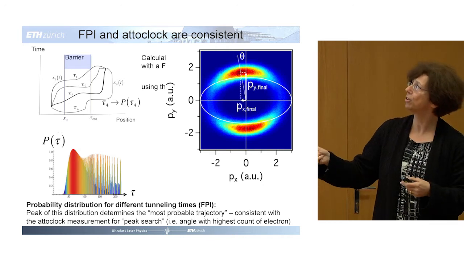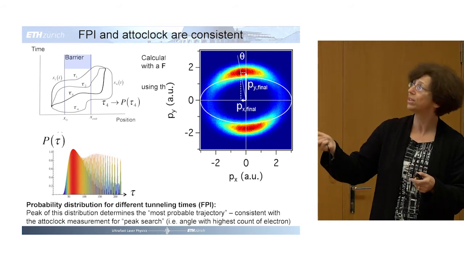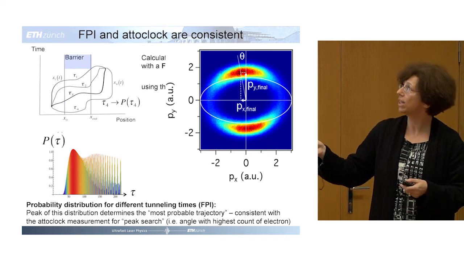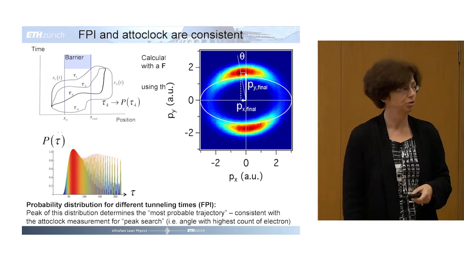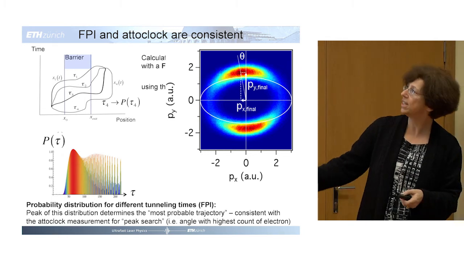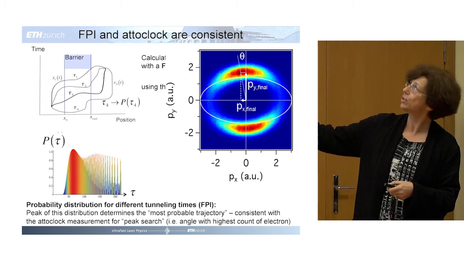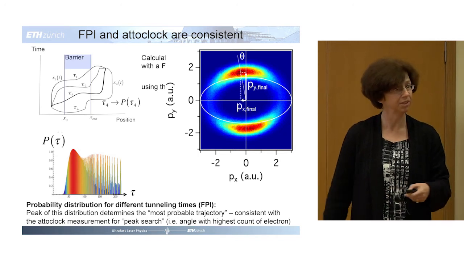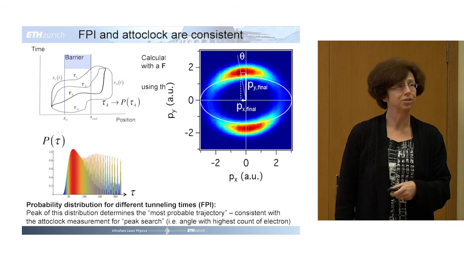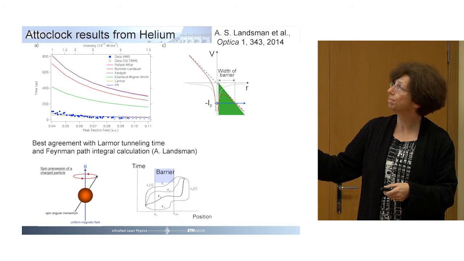Of course, a trajectory where it goes in and out is not very probable, and certain ones are more probable. So you can calculate for each of these trajectories a tunneling time and a probability, and then you get a probability distribution of tunneling times. If you take the peak of this distribution, this should be the same as the peak that we measure here. This is the most probable trajectory, and this is what we measure. So this is blue, our data point.